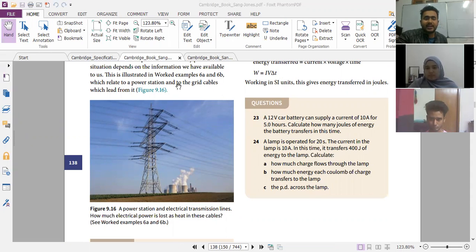A 12 volts car battery, সবাই আমরা এটা করব যতক্ষণ পর্যন্ত না এটা সলভ না হচ্ছে আমাদের ক্লাসটা শেষ হবে না আজকে, ঠিক আছে? সবার অ্যানসার ঠিক হওয়া চাই। A 12 volts car battery can supply a current of 10 amps for 5 hours. Calculate how many joules of energy the battery transfers in this time.